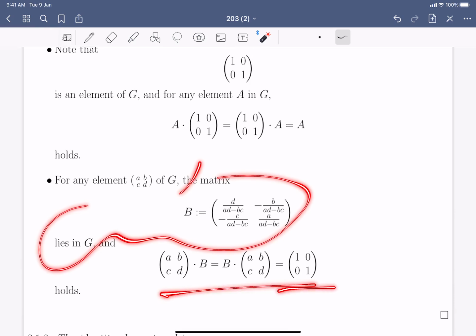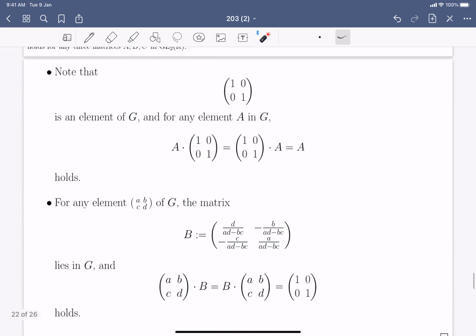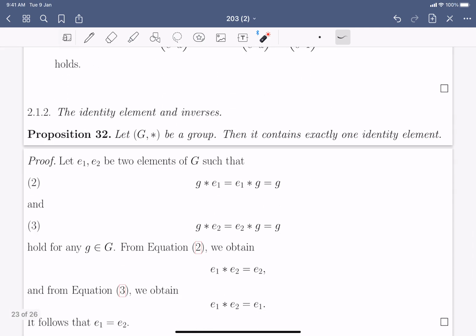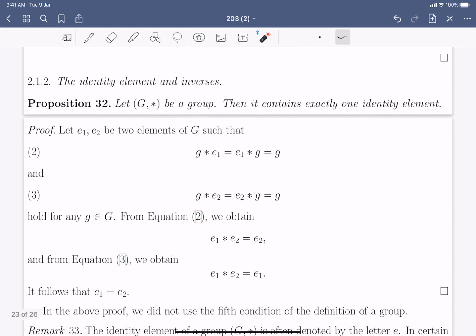Okay, great then. Now we go back to this fourth and fifth condition in the definition of a group. So this first proposition says that if you start with a group, then it contains exactly one identity element. This is not too difficult to see, and we'll see it right now. So you pick, for instance, suppose there are two elements inside G, and suppose both of them are identity elements.